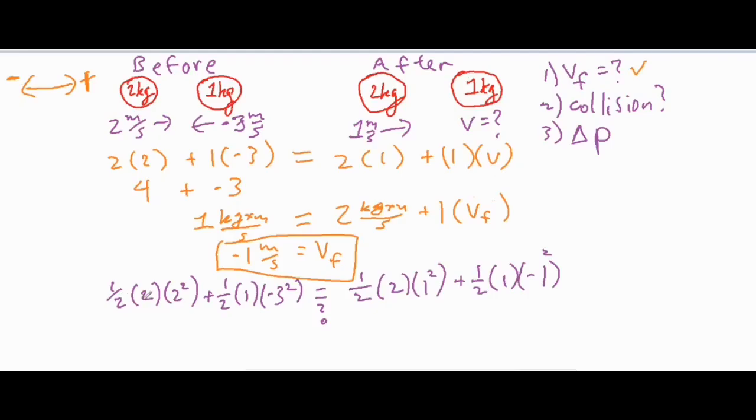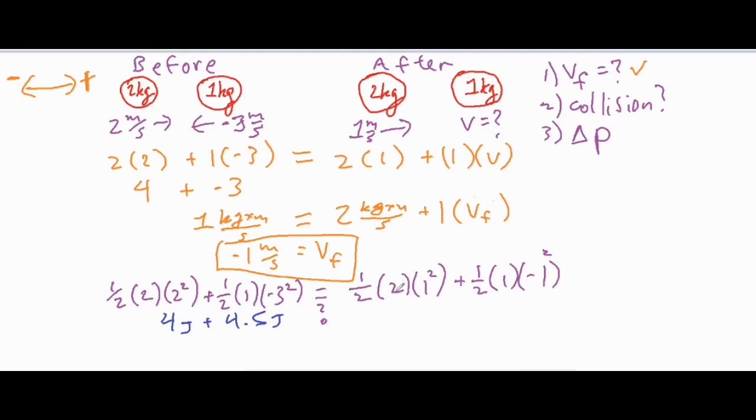All right, so we can go ahead and do some quick math here. We have 1/2 times 2 is 1, and 2 squared is going to be 4. So we have 4 joules plus, and then negative 3 squared is 9. 9 times 1 is 9, and then 9 times 1/2 is 4.5.